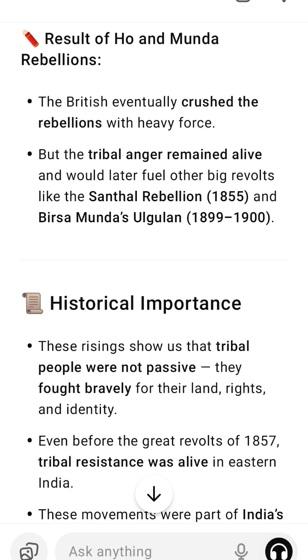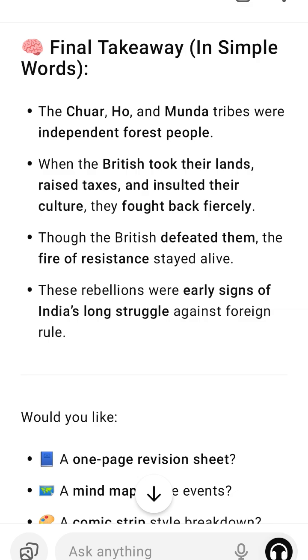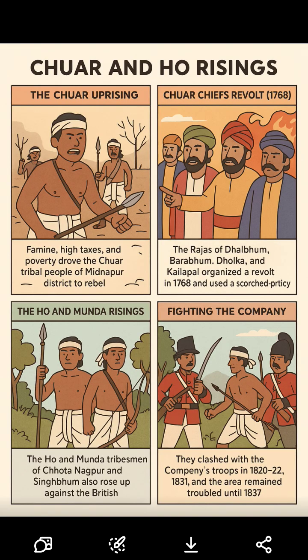How did they fight? The Chuars followed a scorched earth policy. That means they burned their own villages, crops, and forests so the British soldiers could not get food or shelter. They attacked British outposts, looted centres, and local revenue offices. Their guerrilla-style tactics, hit-and-run attacks in forests, made it hard for the British to defeat them. Timeline of Chuar uprisings.